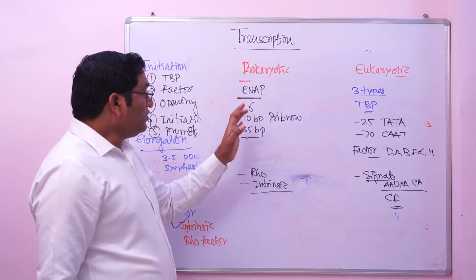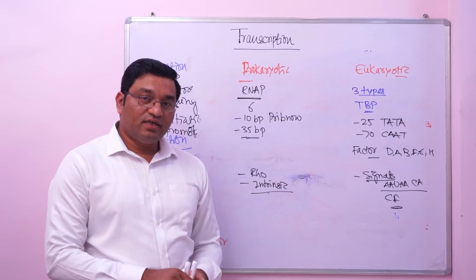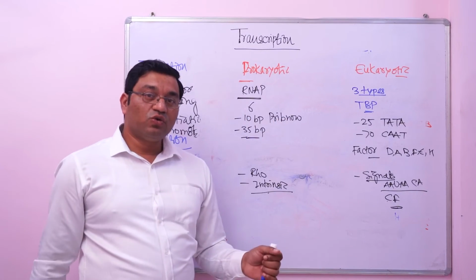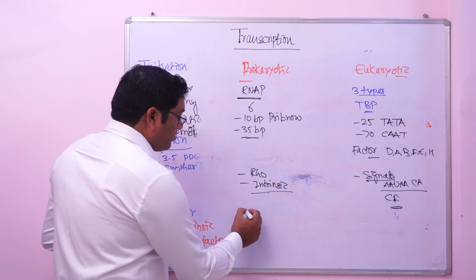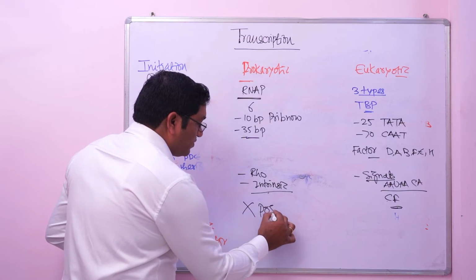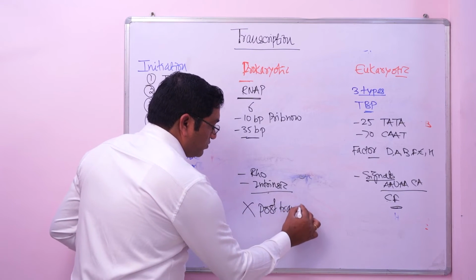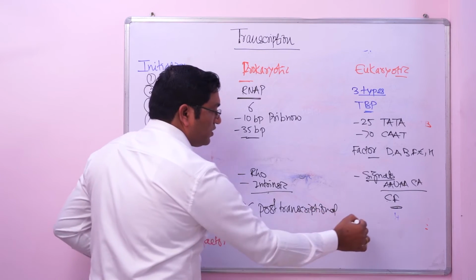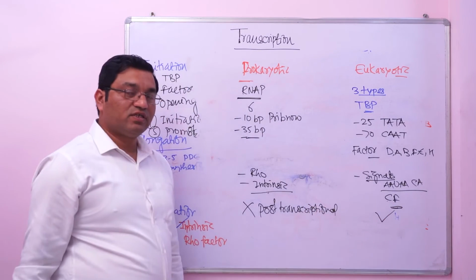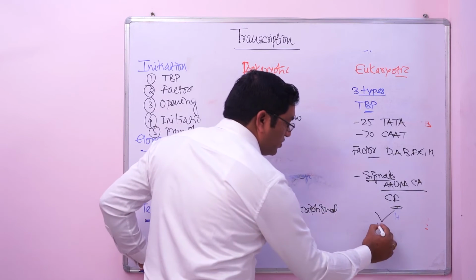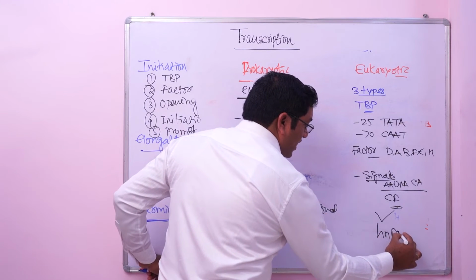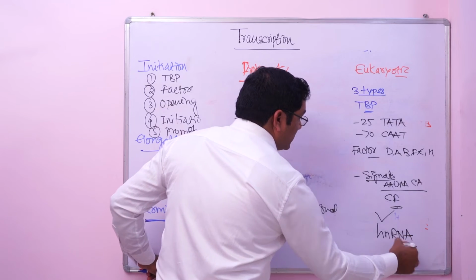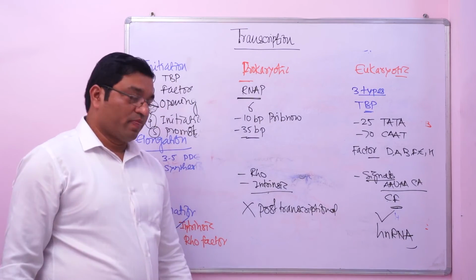Now the prokaryotic RNA doesn't undergo post-transcriptional modification. There are no post-transcriptional modifications. Here post-transcriptional modification is there. The primary transcript is known as hnRNA, and it undergoes the post-transcriptional modification.